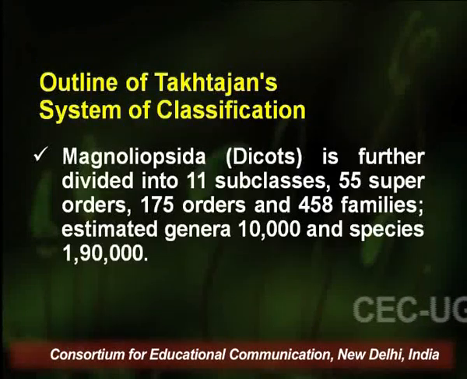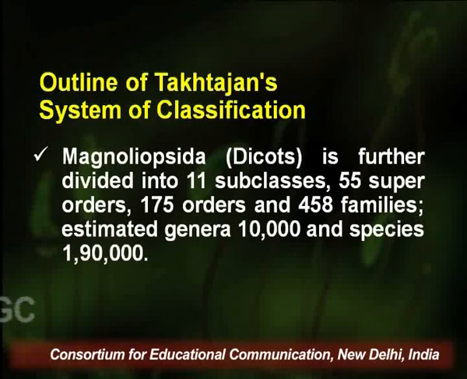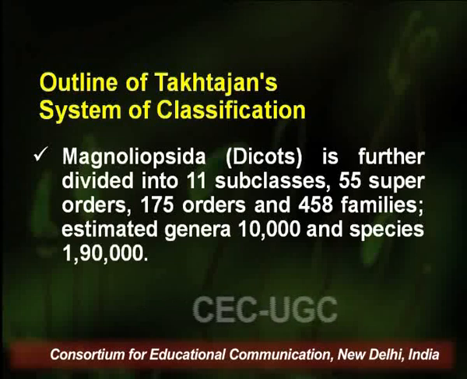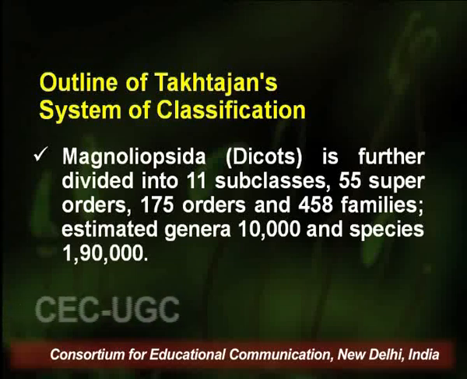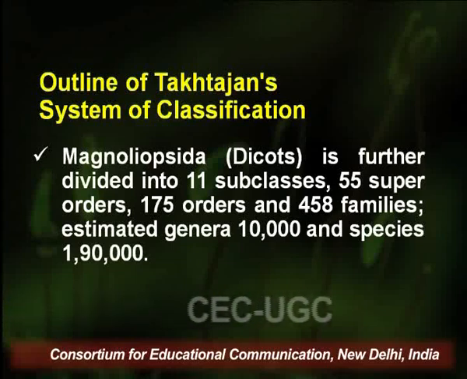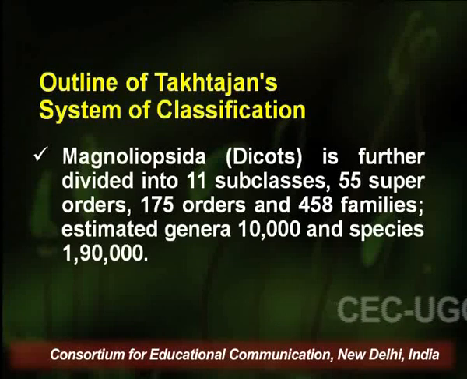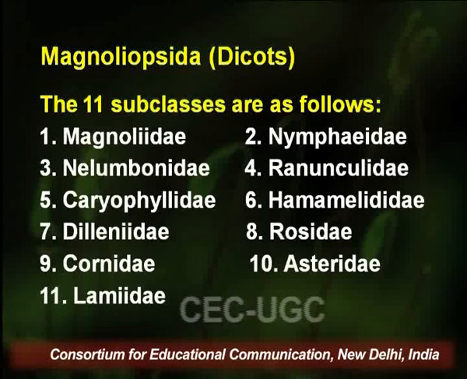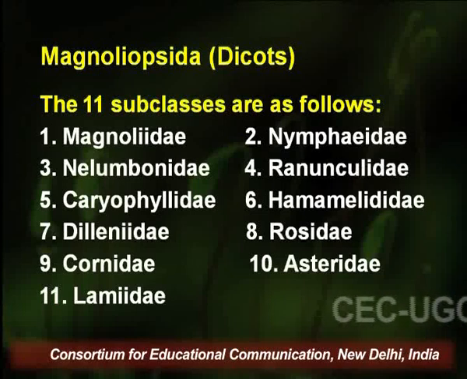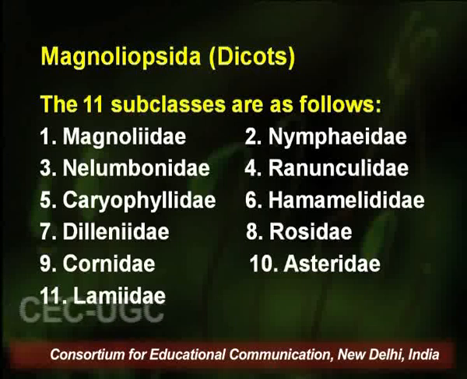If we talk of Magnoliopsida or dicots, it is further divided into 11 subclasses, as I told you, 55 superorders, 175 orders, and 458 families. The estimated genera being 10,000 and species around 2 lakh. Now, these are the 11 subclasses: Magnoliidae, Nymphaeidae, Nelumbonidae, Ranunculidae, Caryophyllidae, Hamamelidae, Dilleniidae, Rosidae, Cornidae, Asteridae, and Lamiidae.